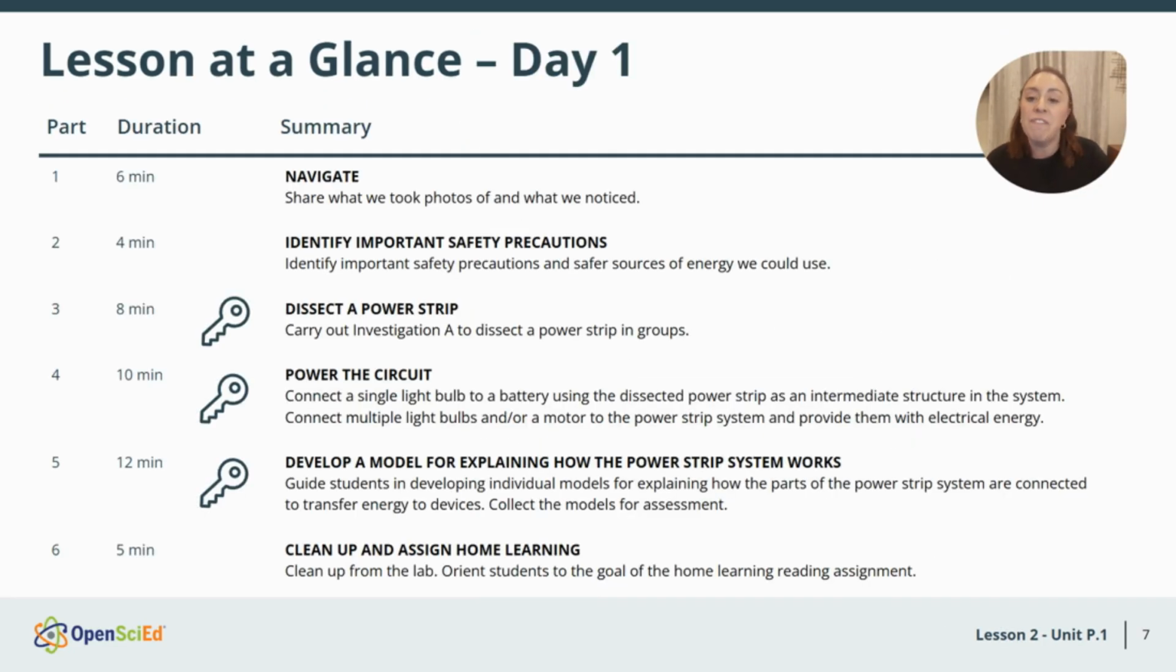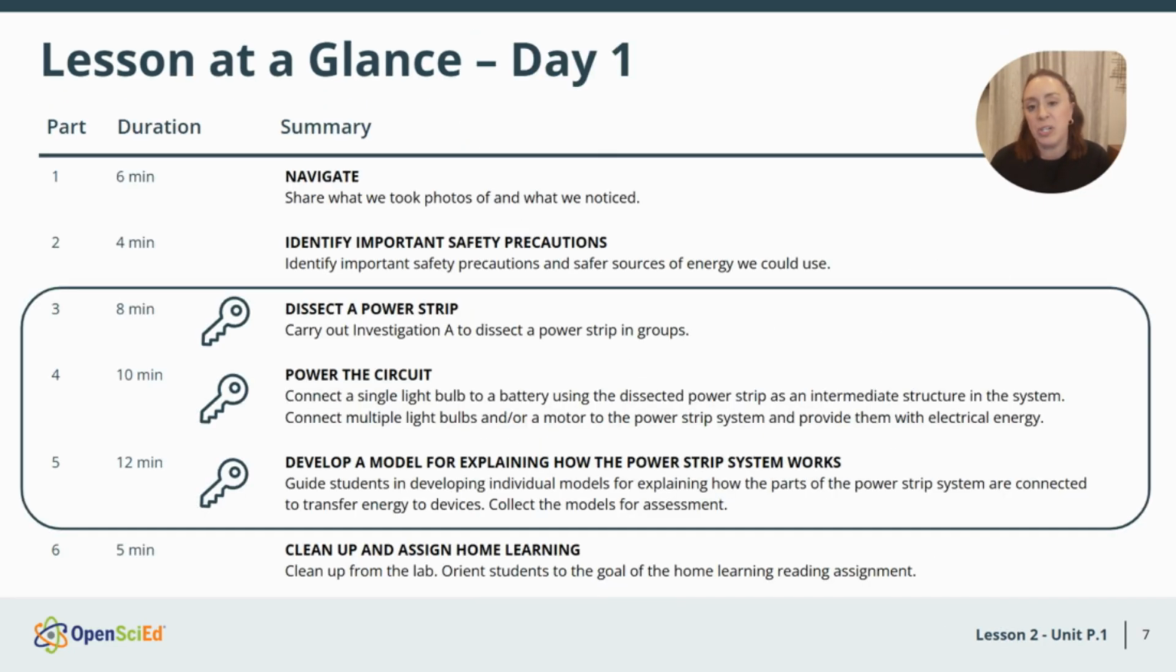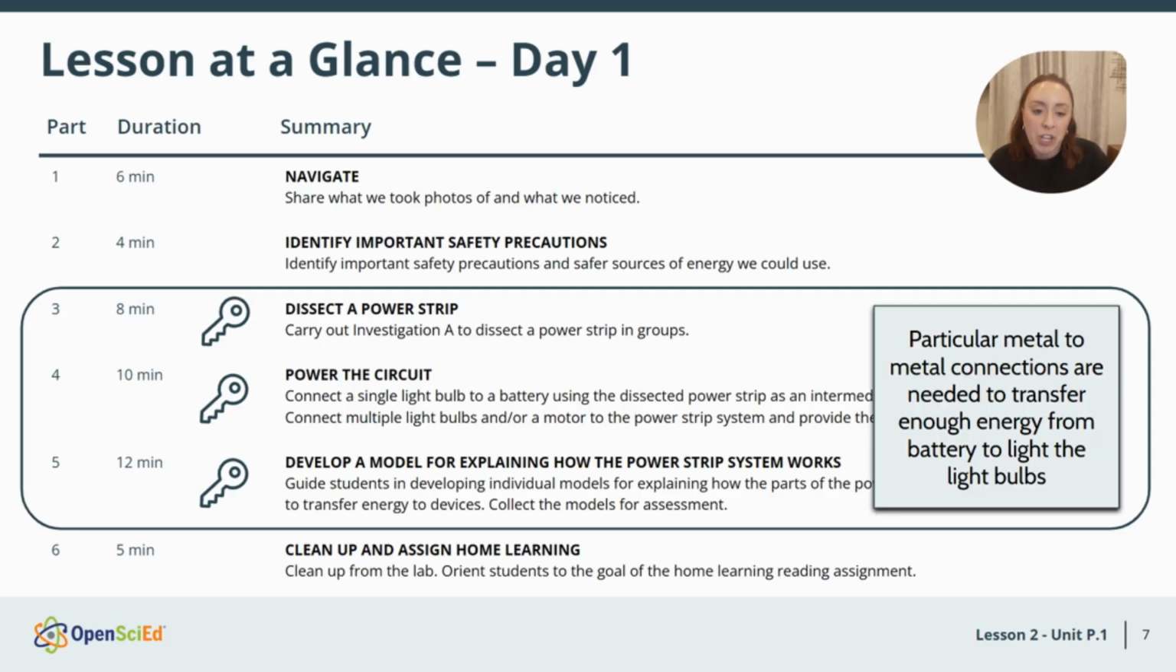So this very first key sense-making opportunity occurs in day 1, where students are using a dissected power strip to create a circuit and explain how this power strip is actually able to allow for electrical energy to transfer. And we figure out here that there has to be some metal-to-metal connections to allow for this to occur.